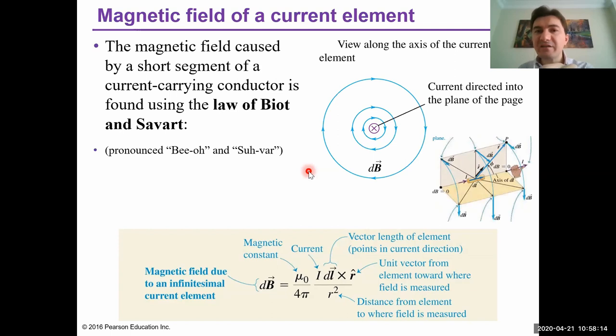So again, this is the view of the magnetic field lines from the backside. This is the direction of the current, and now the direction of the current is into the page. Then we have magnetic field lines like this. If you look from the backside, you will see it like this. This is the direction of the current into the page, and these are the magnetic field lines around the current element.